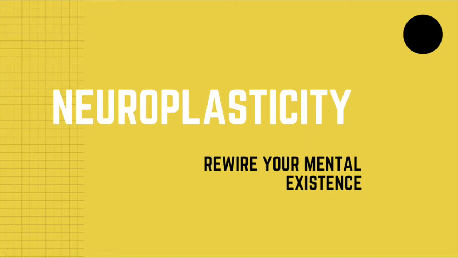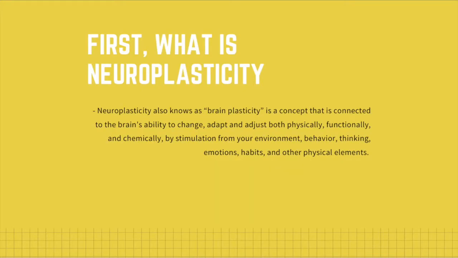So now, generally speaking, we are going to define the concept of neuroplasticity. So what is neuroplasticity? Neuroplasticity, also known as brain plasticity, is a concept that is strictly connected to the brain's ability to change, adapt, and adjust physically, functionally, and chemically by stimulation from your environment, behavior, thinking, emotions, habits, and other physical elements. And I believe that this definition is pretty straightforward. In a nutshell, what this definition is saying is that your brain has the ability to change, not just change, but adapt, which is a Darwinian concept.